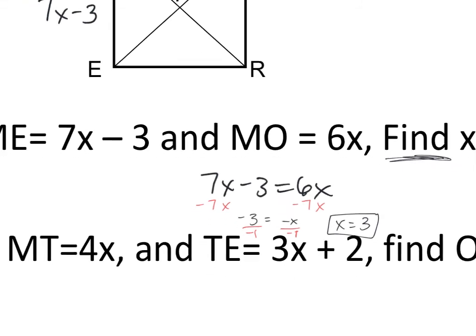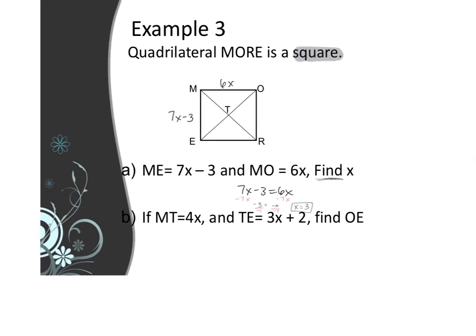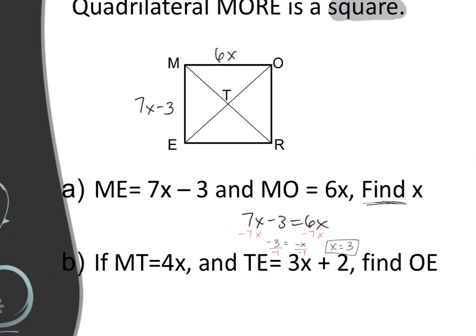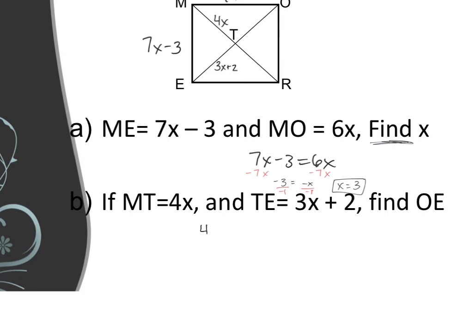Okay, if MT equals 4x and TE equals 3x plus 2, find OE. MT equals 4x. TE equals 3x plus 2. Find OE. What do we do? 4x equals 3x plus 2. But why? Because they're all equal. But why? If it's a square.